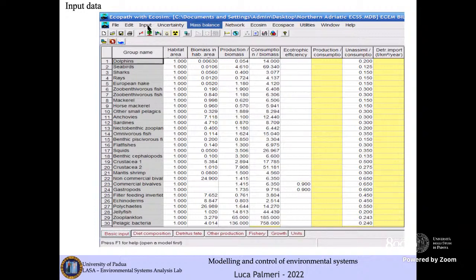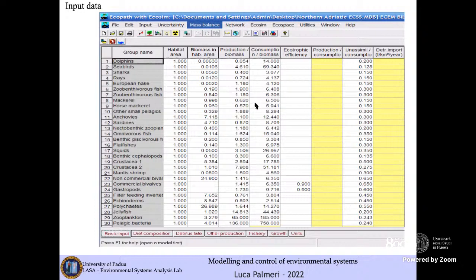We have subdivided our network, our ecosystem, into homogeneous groups, and then for each one of these groups we may select some properties, for example, the habitat area, or production versus biomass. So this is a production indicator, or consumption versus biomass, which is a consumption indicator. And then you shall indicate production versus consumption and exports from the detritus, but this is an effect of balancing the network.